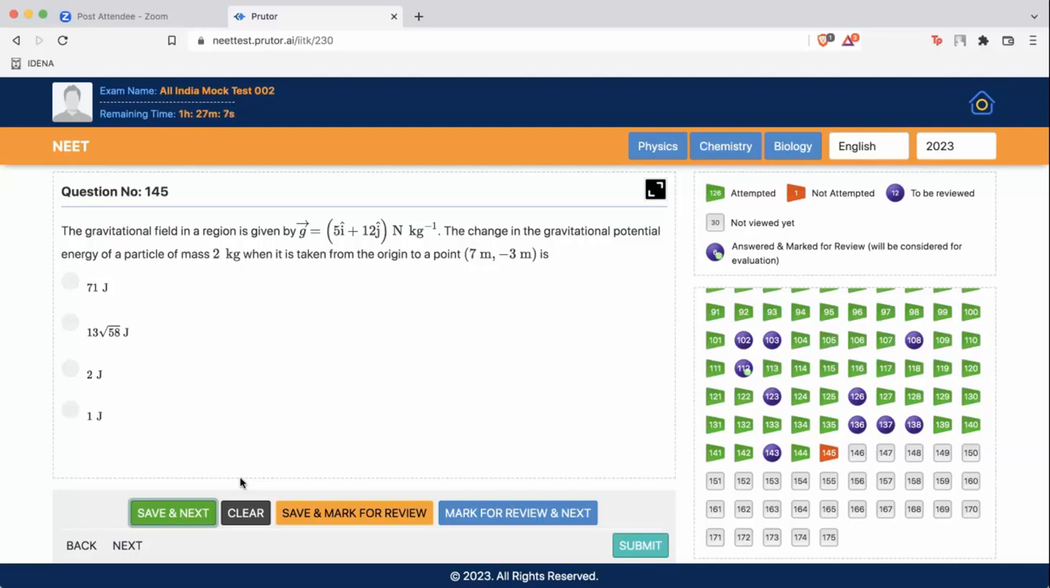So V is equal to integral E dr. V is equal to minus integral E dr. If you subtract, you get minus 35 joules of work done and plus 36 joules of work done. So plus 1 joule, 36 minus 35.